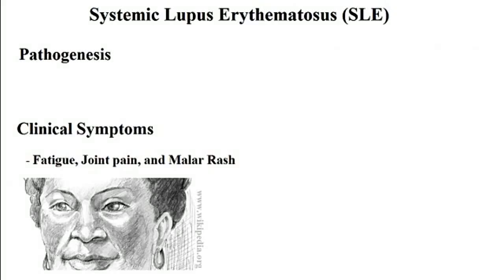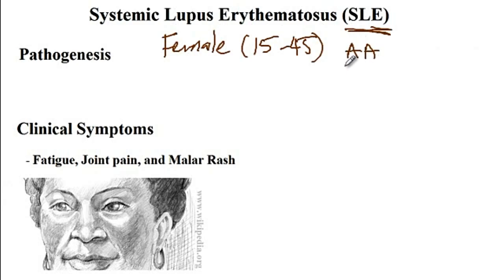In this video, I'm going to talk about the clinical features of systemic lupus erythematosus, also known as SLE. So SLE is more commonly seen in females of childbearing age, between the ages of 15 to 45, and it's more commonly seen in African American females than in Caucasian females.